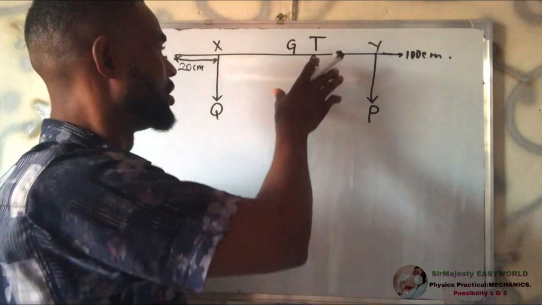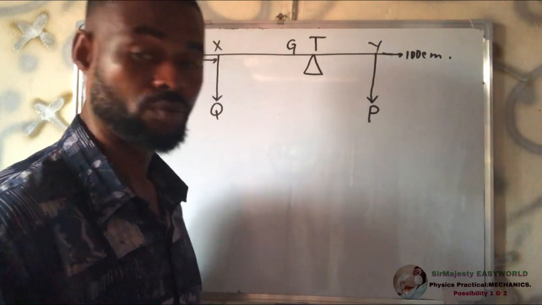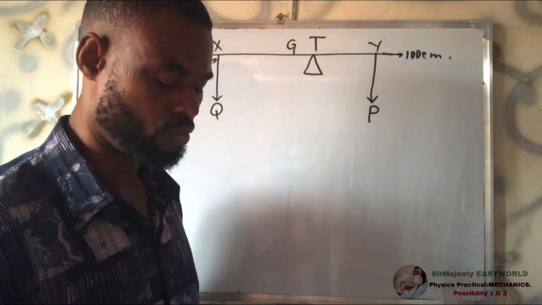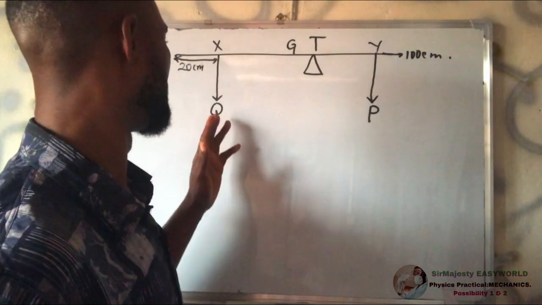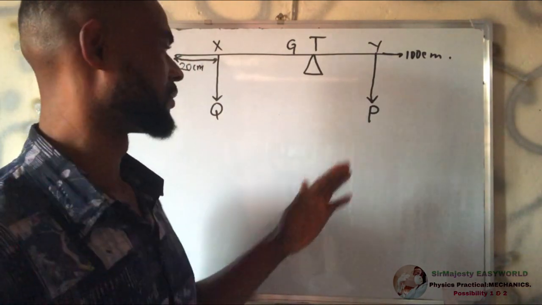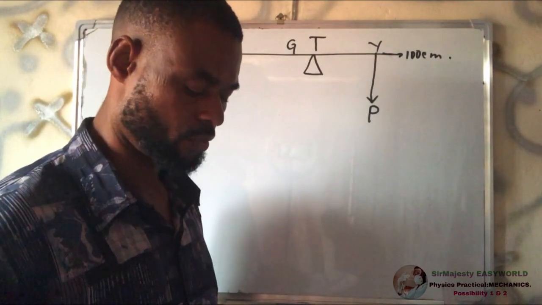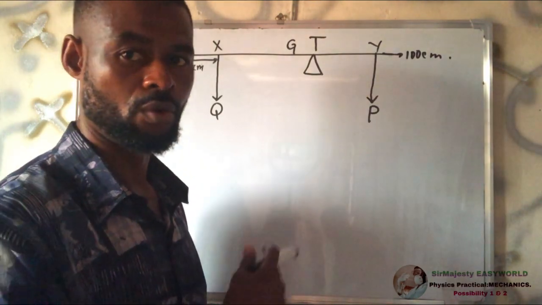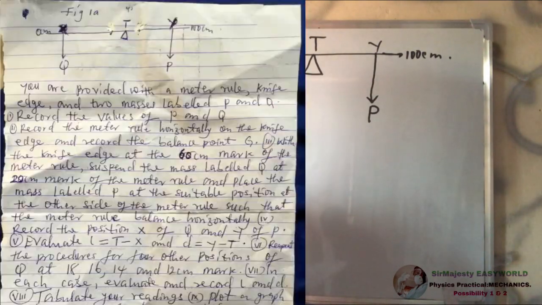According to this diagram on the board, say you are provided with a metal rule, the knife edge, and the two masses, which are labeled P and Q. I don't want you to know the value of these masses. We are using this as a guide to take us where we want to go in the practical. Then we say record the values of the masses P and Q.